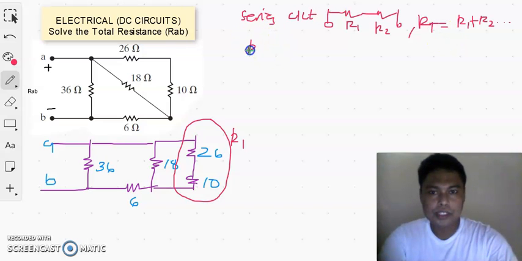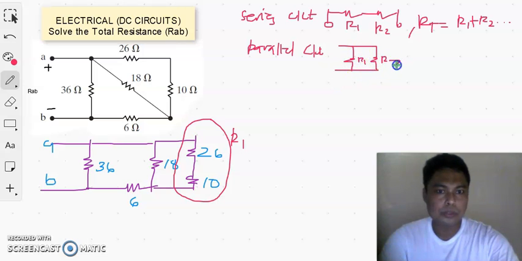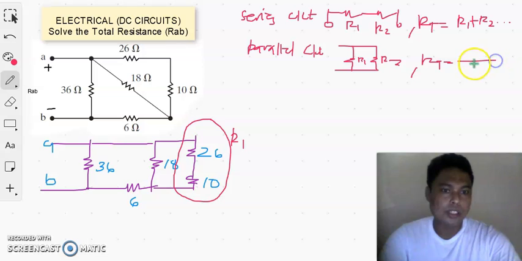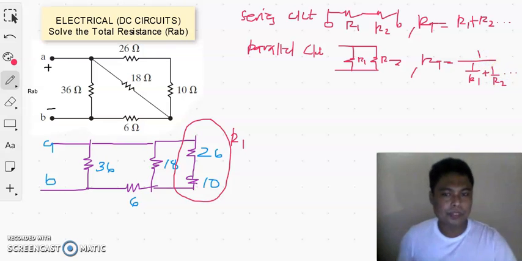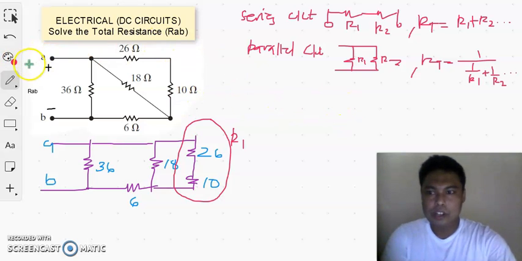For parallel circuit, if we have R1 and R2, we can have the total resistance RT. This is 1 over R1 plus 1 over R2, and so on and so forth, if it includes 2 or more resistors. Okay, we can have our solution.